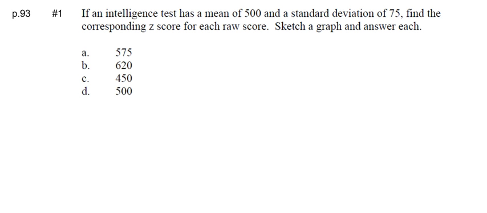Page 93, problem number 1 reads, if an intelligence test has a mean of 500 and a standard deviation of 75, find the corresponding z-score for each raw score. Sketch a graph and answer each.